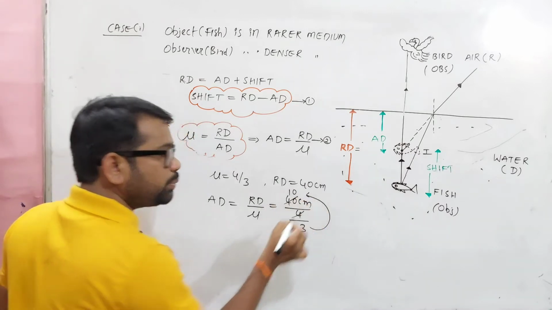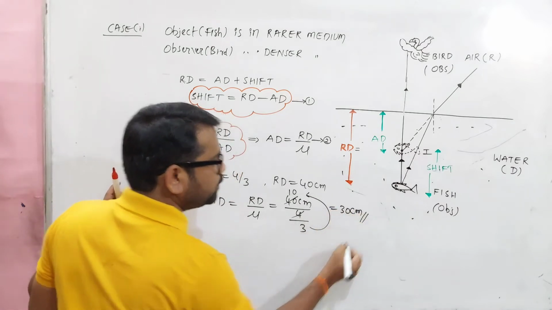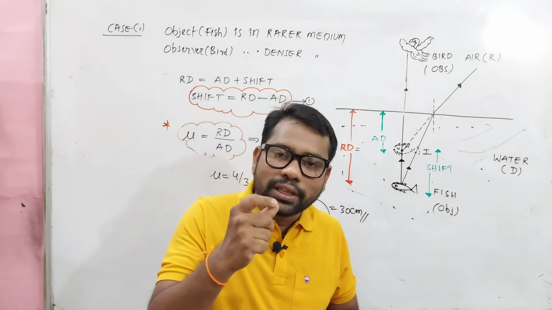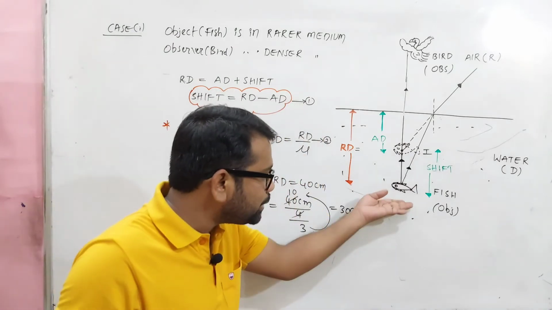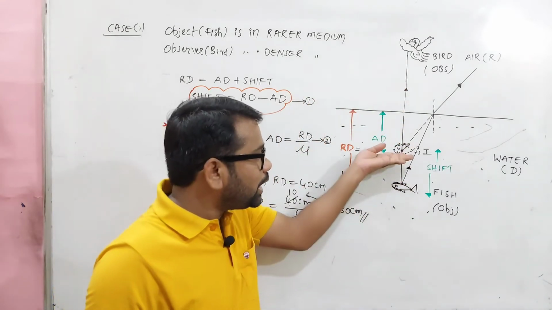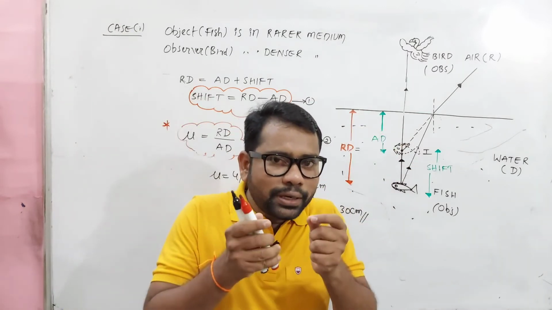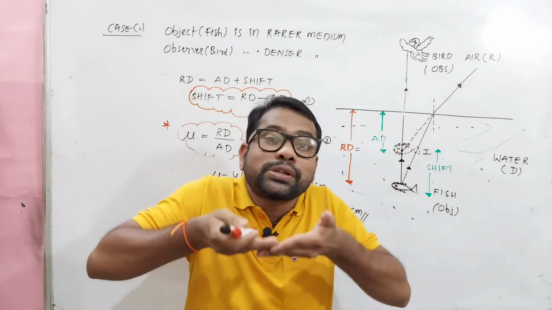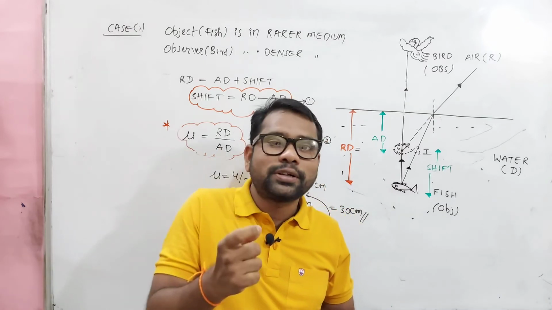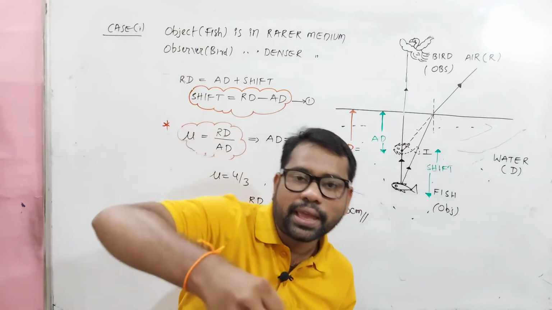This 3 will go to the numerator. So it will be 30 centimeters. So here what is happening? Actually the fish is at a 40 centimeters depth, but for this bird it appears at a 30 centimeters depth, which means what here? For a bird, it appears very close to the water surface. That is how it appears to the bird, so the bird will get tempted and will try to catch the fish.